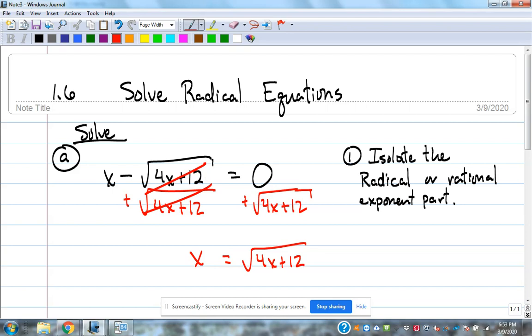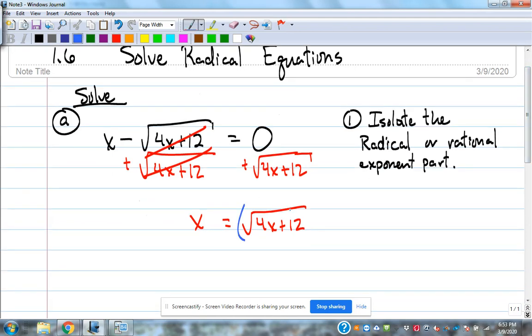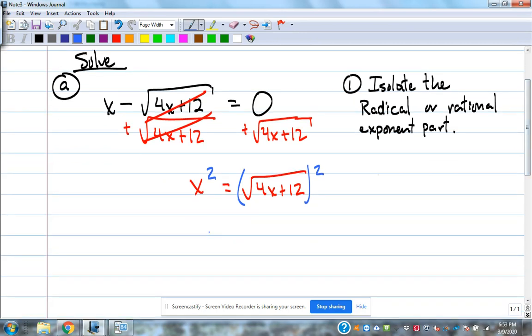And now I got to get rid of that square root. How do you get rid of a square root? You square both sides. So whatever I do on one side to get rid of that square root, I've got to do the same thing on the other side. So on the left side, I got x squared. On the right side, what happens to the square root and the squared? They go away, and it just leaves me 4x plus 12.